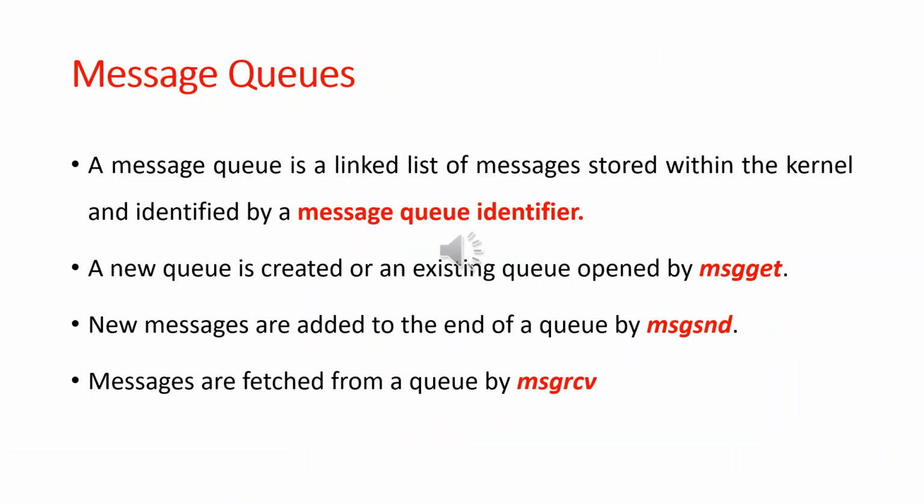Finally, we said that a message queue is a linked list of messages stored within the kernel and identified by the message queue identifier. A new queue is created or an existing queue is opened by the msgget function. A new message is added to the end of the queue by msgsnd. Messages are fetched from the queue by msgrcv. These are some of the functions that we use in message queues.